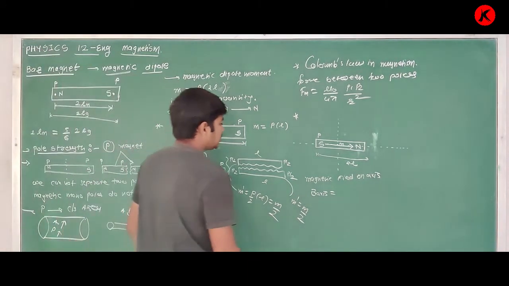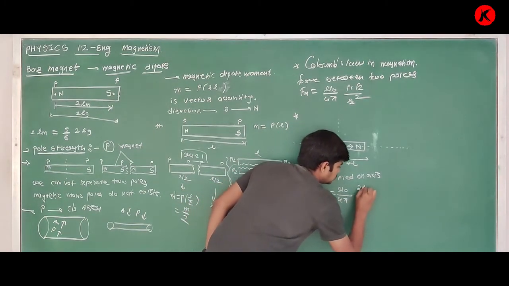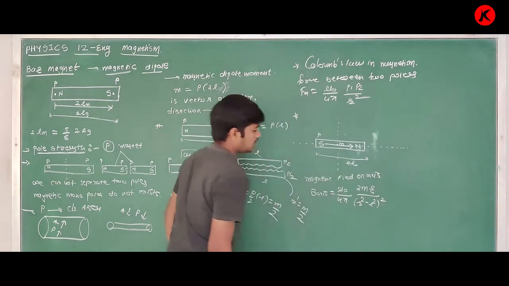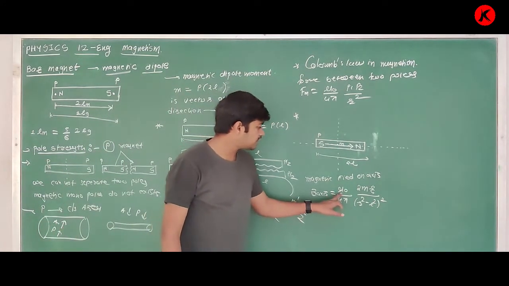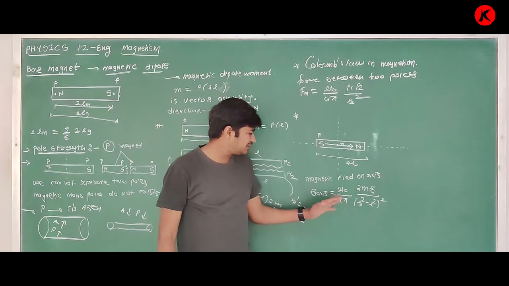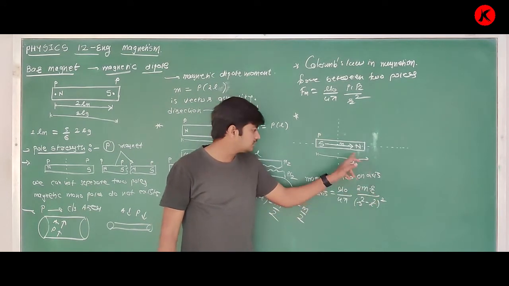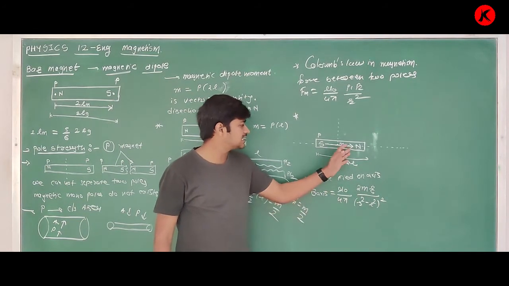B axis is equal to mu 0 upon 4 pi, 2Mr upon under root r square minus l square whole raised to 3 by 2. Simple. Okay, mu 0 is 4 pi into 10 raised to minus 7, 4 pi is 4 pi, 2 is 2, and M is magnetic moment, r is distance from center. Okay, r is r, and l is half of its length.